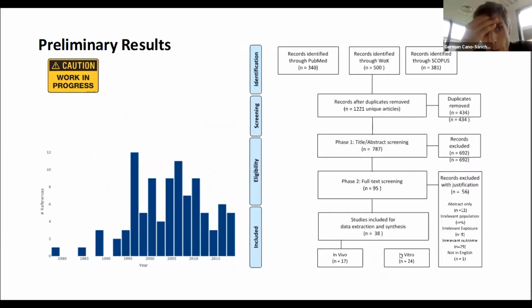I will show you some preliminary results. You should take into account that it's not published yet, so some might be modified later on, but I would like to share with you some of the features that we found and the methodology we use to display the results. I will focus mainly on TCDD, which is one of the most reported chemicals. To date, we have compiled 17 in vivo studies and 24 in vitro studies.